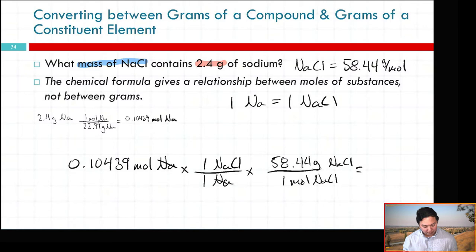And it'll give us 6.1, what, 4 sig figs? Well, maybe 2 sig figs because we started with 2.4. So two sig figs, 6.1 grams of sodium chloride. So you have 6.1 grams of table salt before hitting your daily recommended cap of sodium.